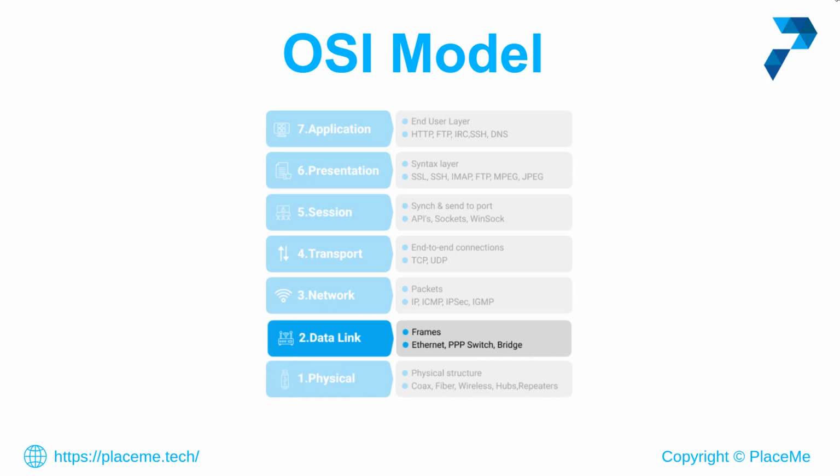Layer 2, the data link layer. It ensures error-free node-to-node communication within a local network. It encapsulates packets from the network layer into frames and appends source and destination MAC addresses for precise delivery.